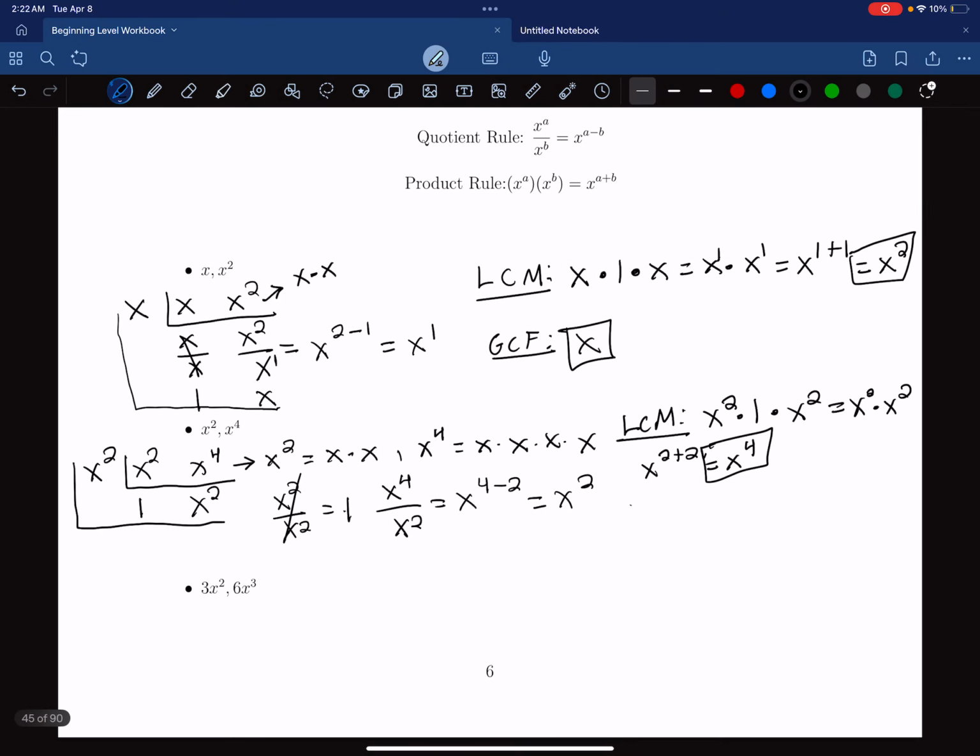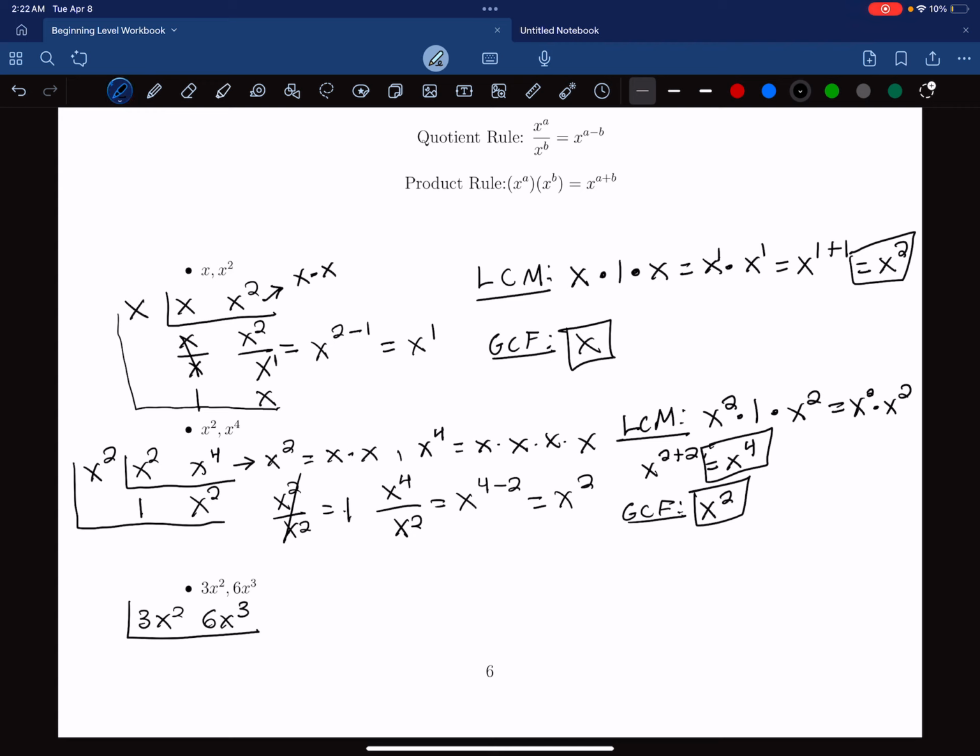So now, to find our greatest common factor, we find what we pulled out to the side, which is just x squared. So our greatest common factor is going to be x squared. Now, working through this example, we have 3x squared and 6x cubed. So let's write this out, 3x squared and 6x cubed.